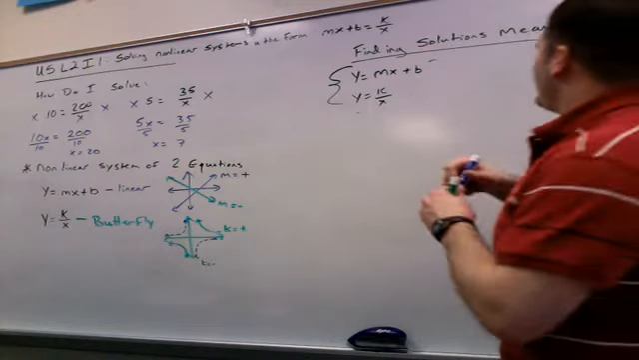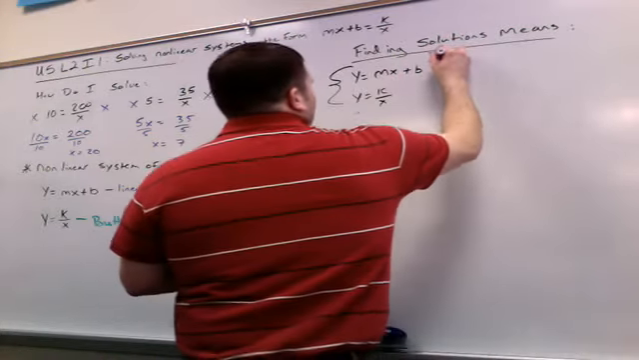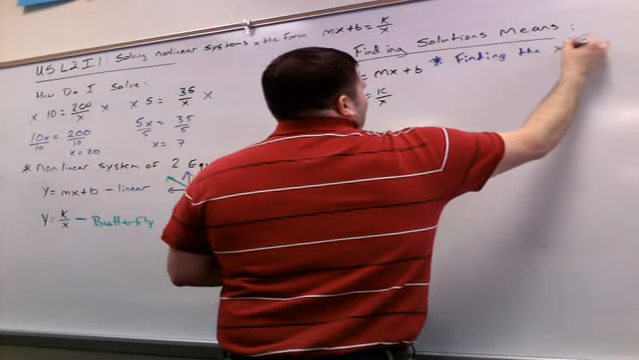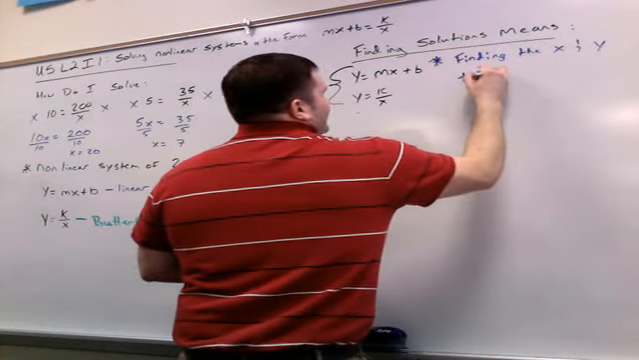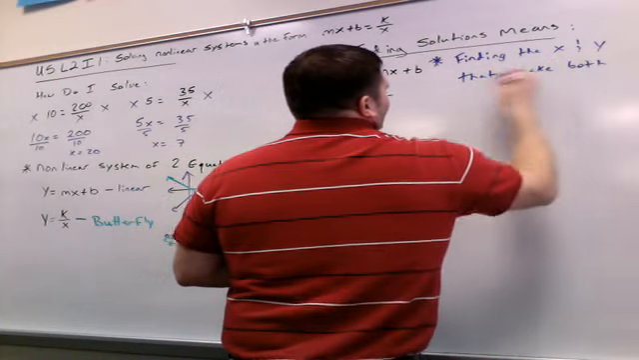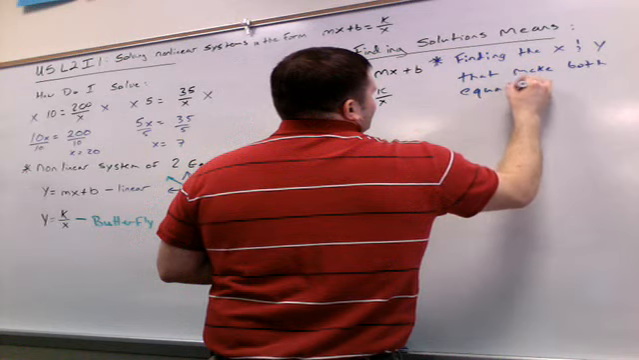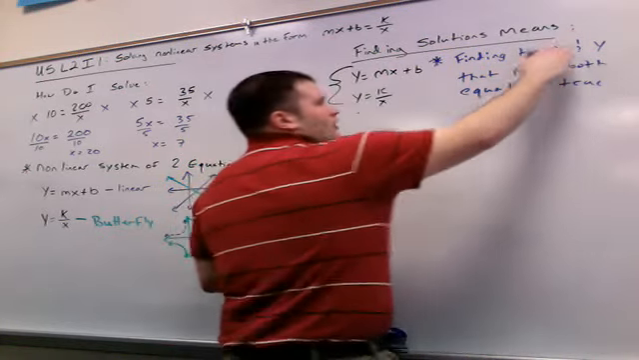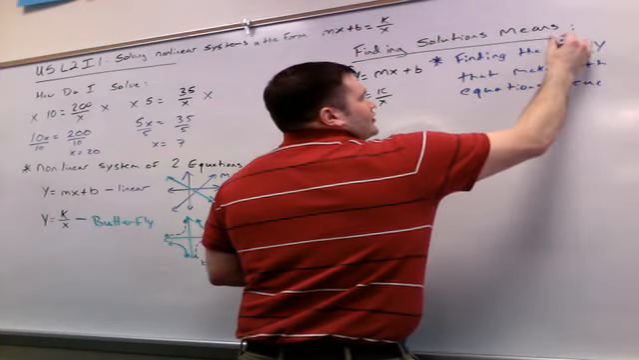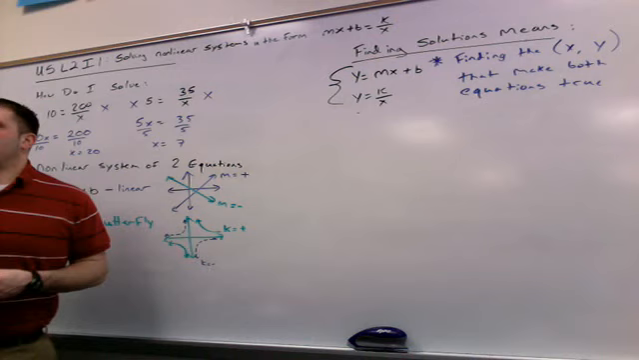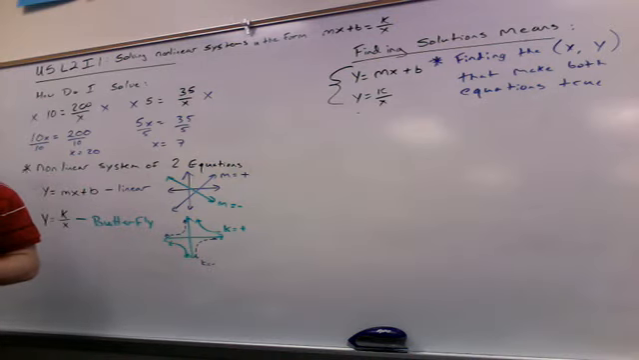So finding solutions means finding the x and y that make both equations true. Now instead of writing it like that, x and y, I could write it x comma y, because that right there is a point, isn't it? Isn't x comma y a point? Yeah?